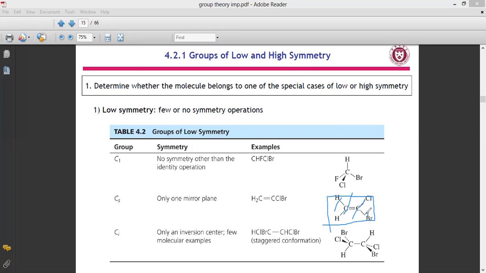Okay. Whether it is sigma v or sigma h depends upon the principal axis. But here it is neither sigma v nor sigma h, because the principal axis is not present. That is why we call this simply the sigma.